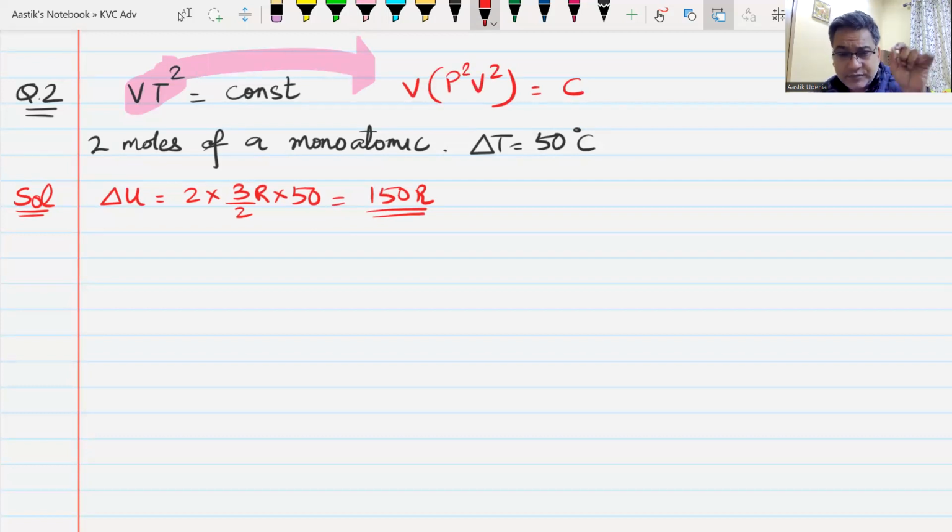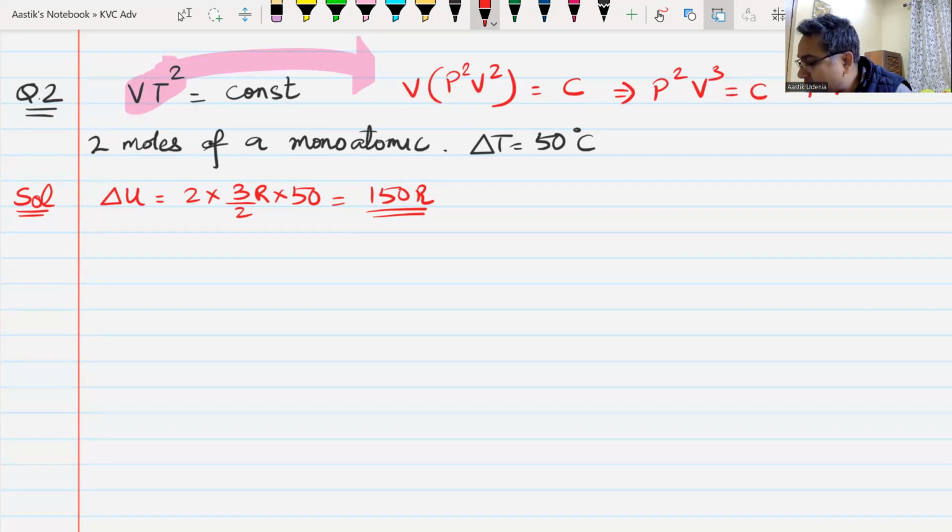So T is PV by nR squared. n and R are constant, so don't worry about that. So I can write this equation now as P squared V cubed is constant. Yes or no? Yes, sir. Or I can write this as P into V raised to the power 3/2 is constant. Do we understand this? Yes, sir.